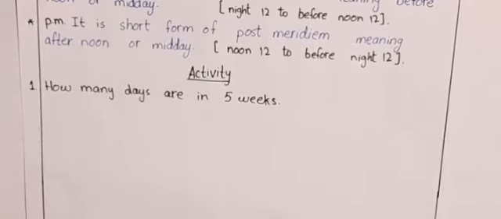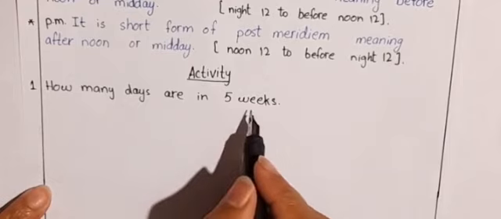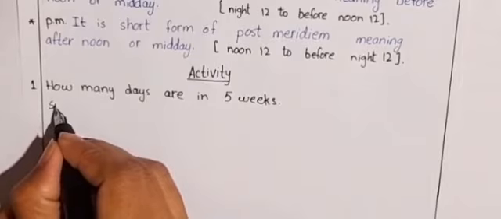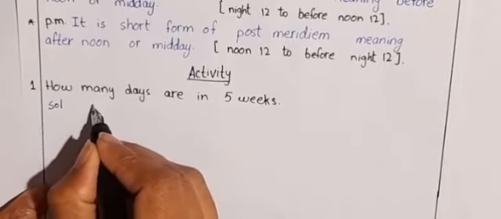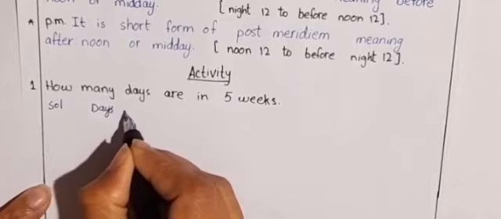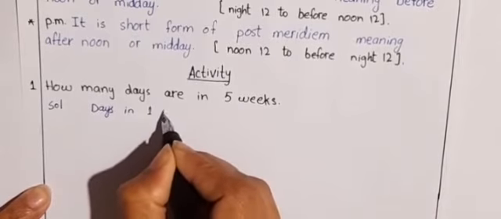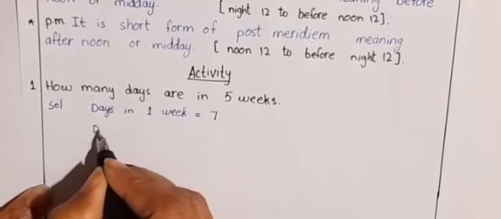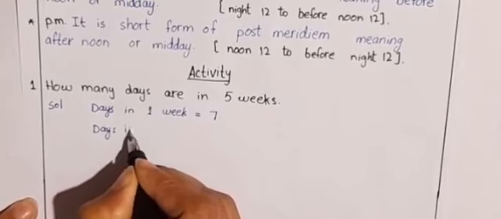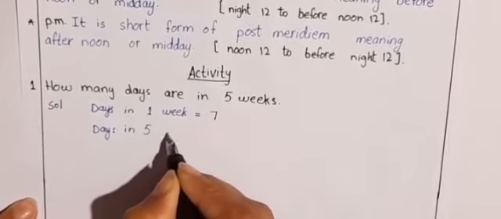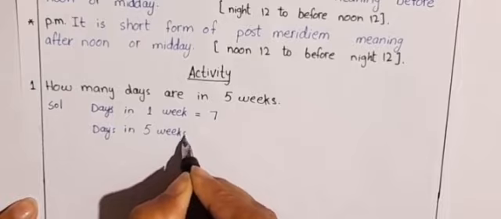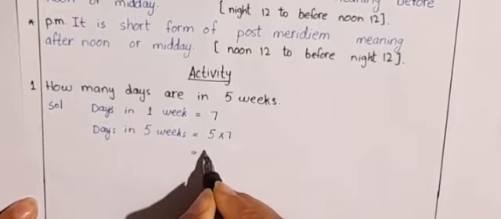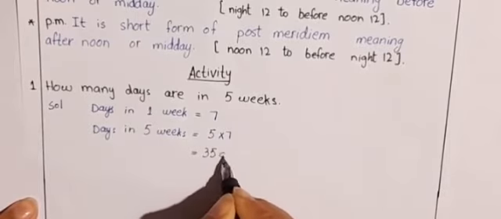Let's start our activity boys. They are asking how many days are in 5 weeks. As we all know, there are 7 days in a week. So in the solution, we will write days in 1 week equals 7, days in 5 weeks equals 5 multiplied by 7. That is 35 days. Okay?